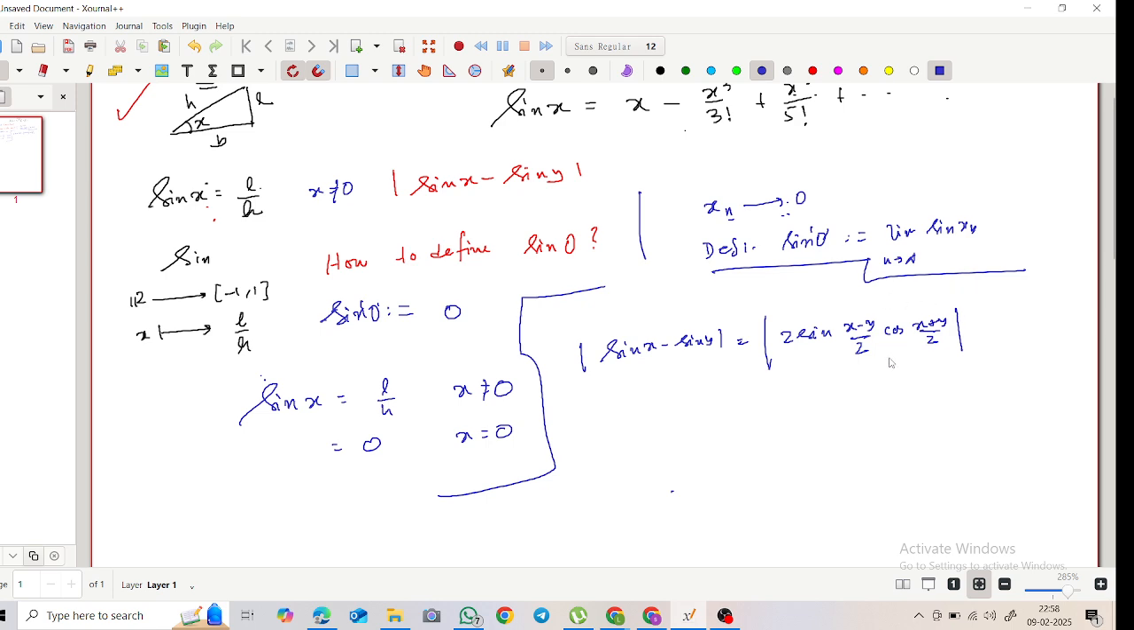Okay. Cos is obviously less than 1, so it becomes less than 2 into mod of sin (x minus y) by 2. Can we put mod inside? No, the mod stays outside. I can't give it inside because I haven't proved that sine is continuous, so I can't extend it. Yes. Then, how do we prove that sin x is less than x?